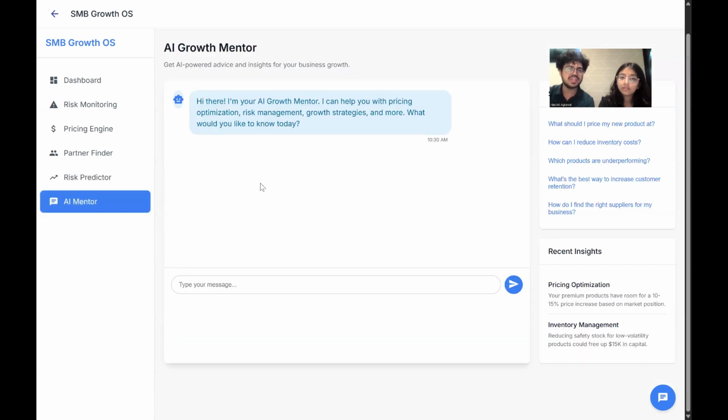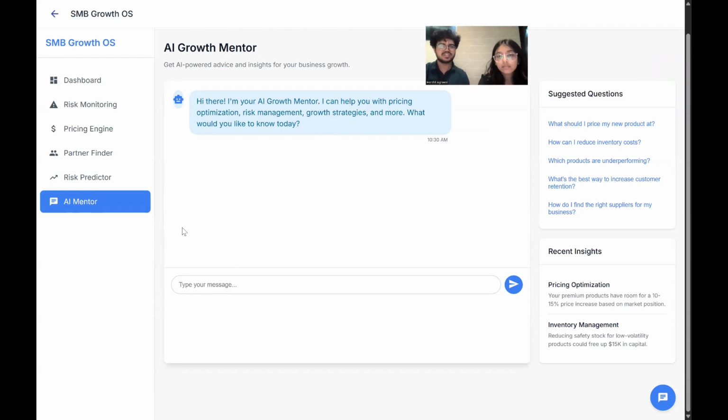And the last one is the AI Growth Mentor, which is a growth chatbot. We've integrated an AI model here, which will be able to help the investor or the customer in finding strategies. We have a few suggested questions that the customer can utilize, or when someone is finding a product, they can utilize it. And we also have recent insights.